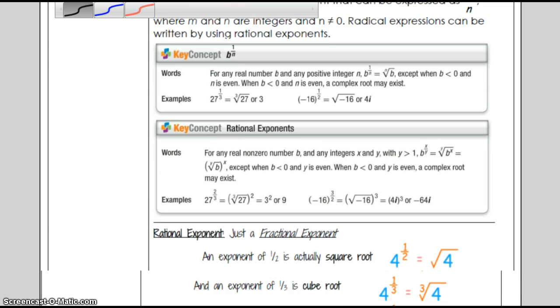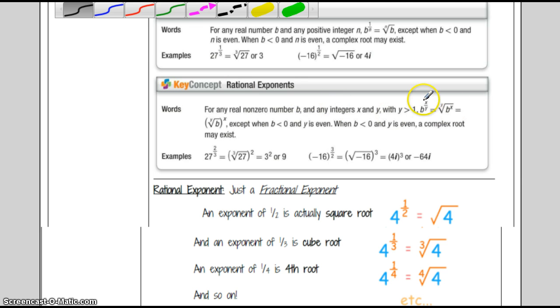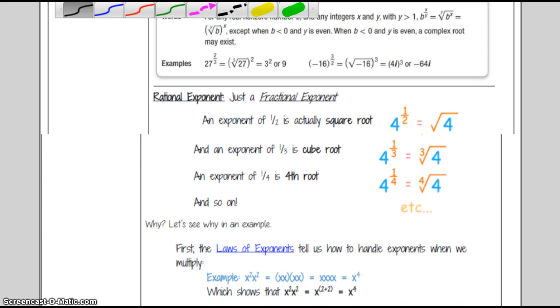So vice versa. If it's got a fractional exponent or fractional power, then we can go ahead and turn it into some sort of root. So 1/2 is really the square root power here. And then 1/3 is the cube root. So you kind of see that pattern taking place.